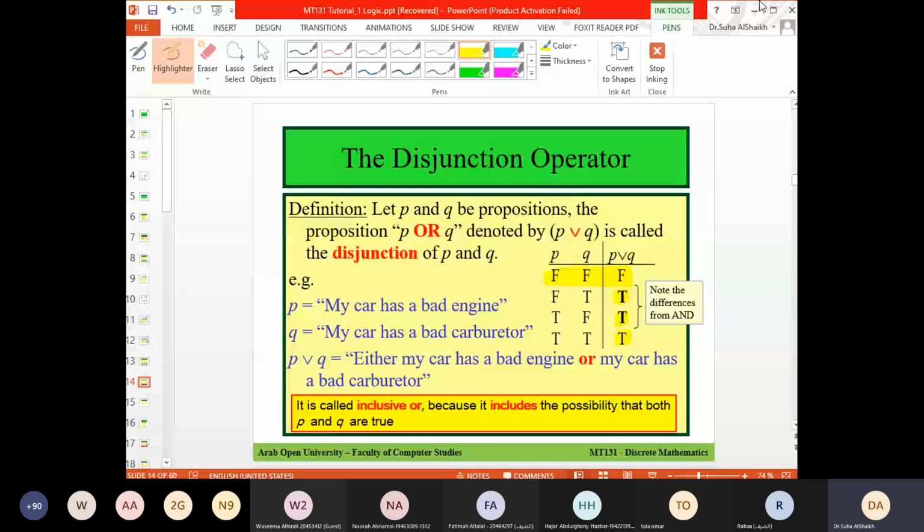Okay, you got that? طبعا the truth table constructed the same way. أنا عندي both of them false. الأول false الثاني true. الأول true الثاني false. True, true. I'm gonna show you how to construct the truth table later on. ماشي? I'm gonna show you exactly how to construct the truth table. True, false only if both of them are false. For example, in my car has a bad engine or my car has a bad carburetor.